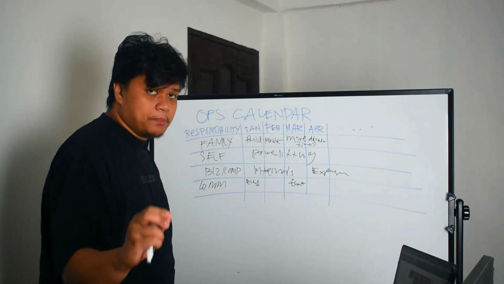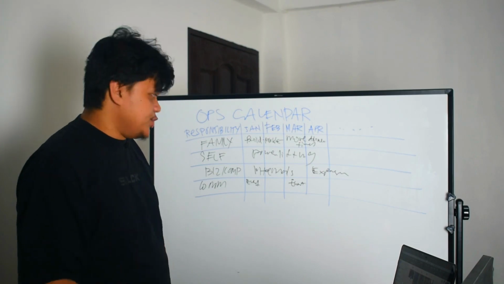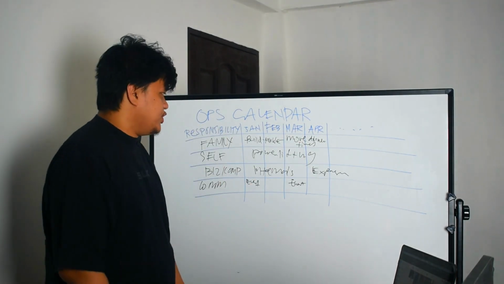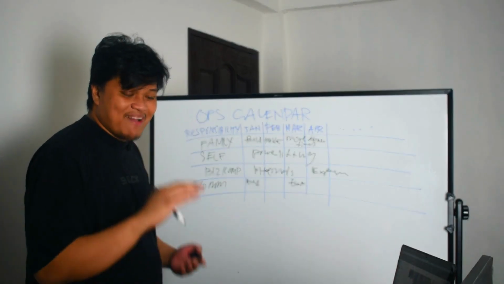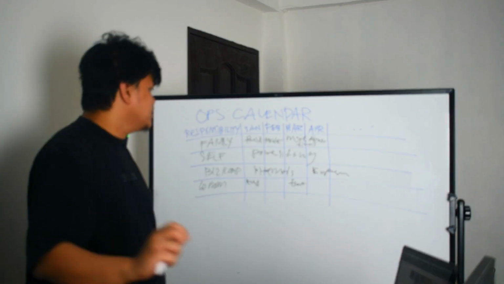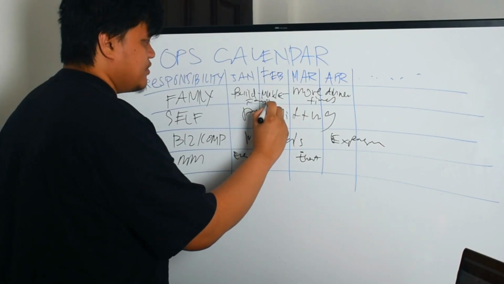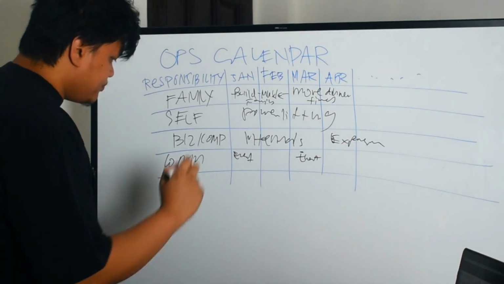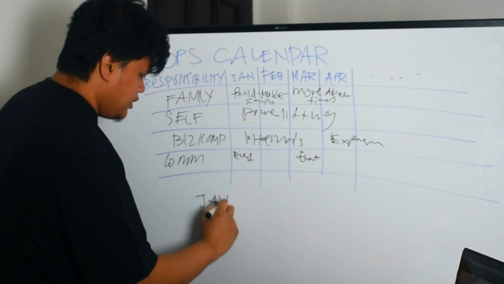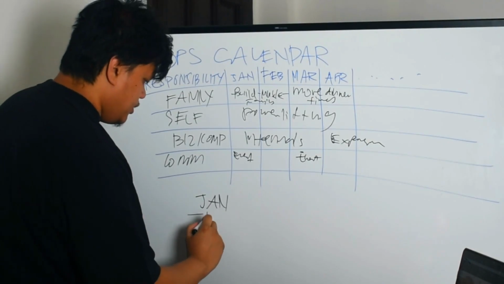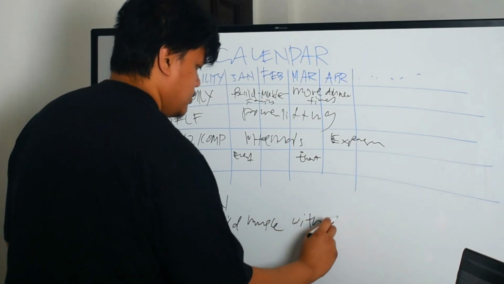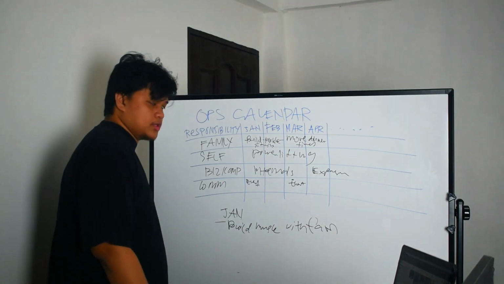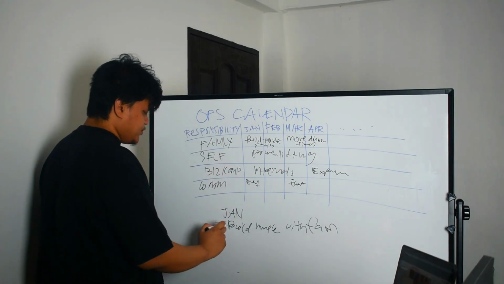For example, you're doing a monthly planning or weekly planning for your January schedule. Using the ops calendar, you can easily see which responsibilities have something you should be focusing on in this month. For family, we need to focus on building muscle as a family. Okay? That means for January, I need to build muscle with the fam.